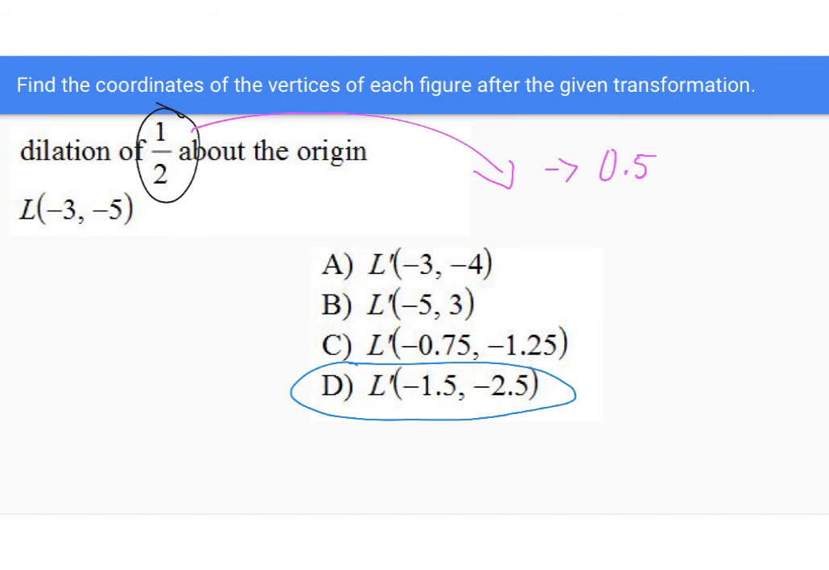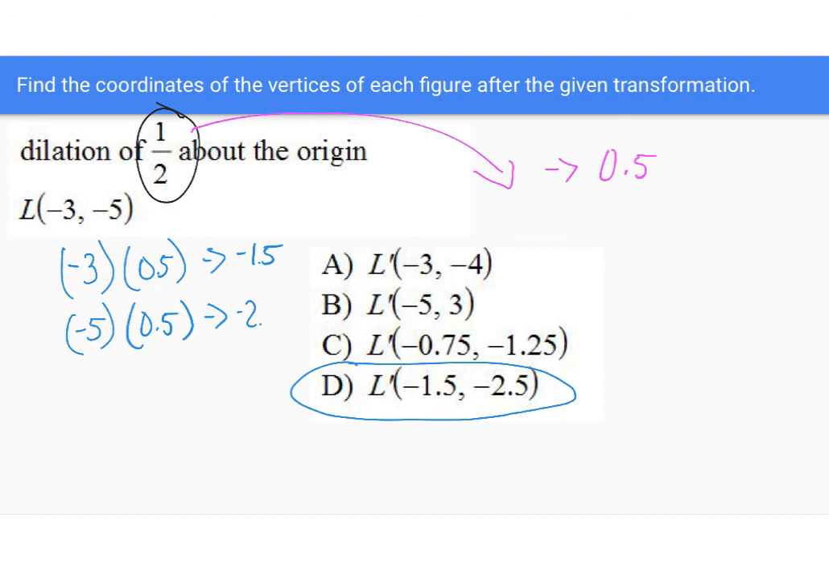So I'm multiplying -3 times my scale factor of 0.5 or 1/2, and that's going to give me -1.5. Then I will multiply -5 by the scale factor, which is 0.5, and that's going to give me -2.5. Because I'm doing x and y ordered pairs, my x coordinate was -1.5 and my y coordinate -2.5, which makes D my answer.